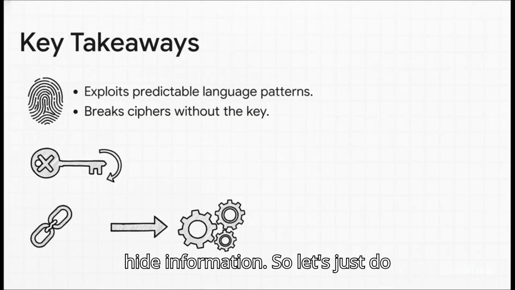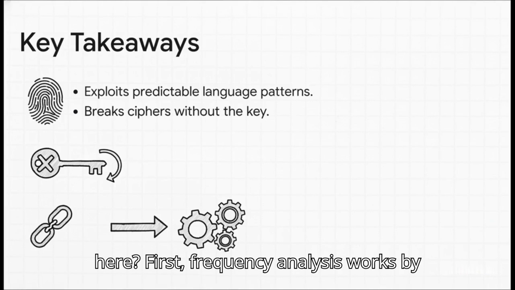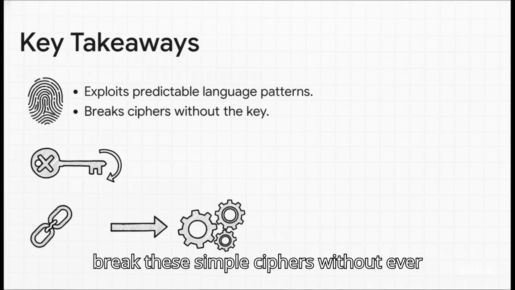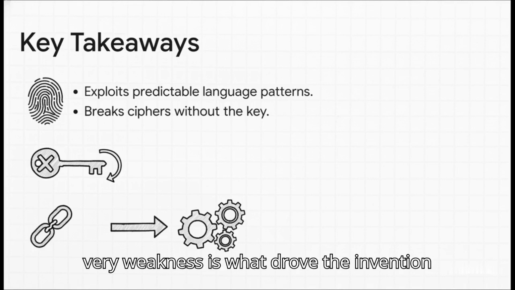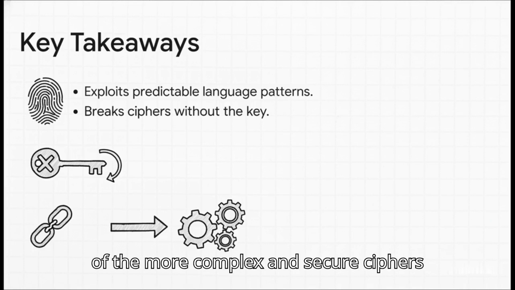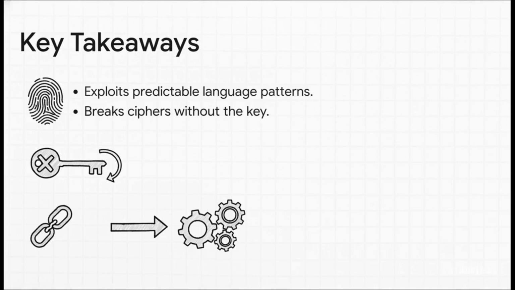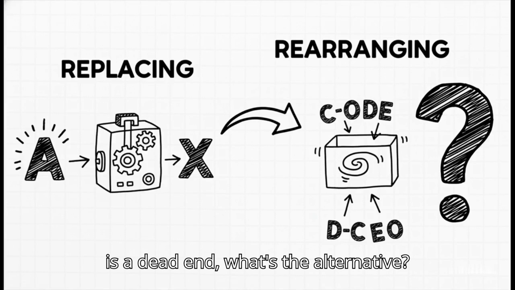So let's just do a quick recap. What are the big takeaways here? First, frequency analysis works by exploiting the predictable, non-random patterns of language. Second, it lets you break these simple ciphers without ever needing the secret key. And third, this very weakness is what drove the invention of the more complex and secure ciphers that we rely on every single day. So, if just replacing letters one for one is a dead end, what's the alternative?